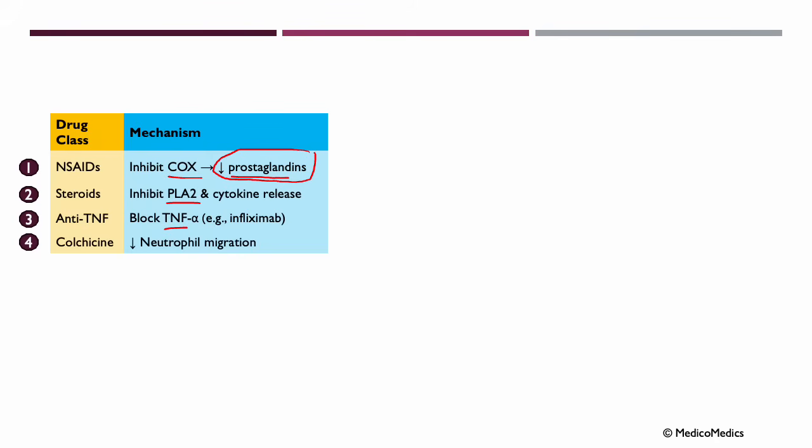Finally, colchicine inhibits microtubule polymerization, which further reduces neutrophil migration and activity. So it's mainly used, for example, in treating acute gout and familial Mediterranean fever. Since it works downstream of cytokine release, it's especially useful in conditions where neutrophil-driven inflammation is more dominant.